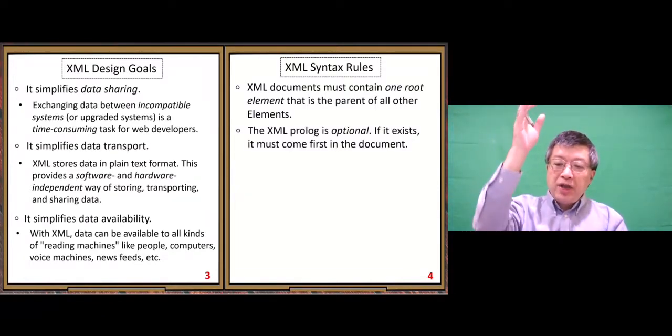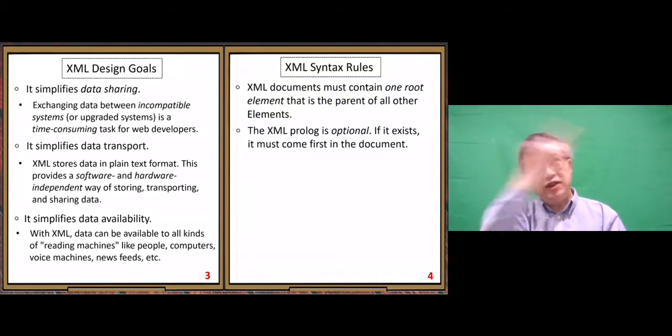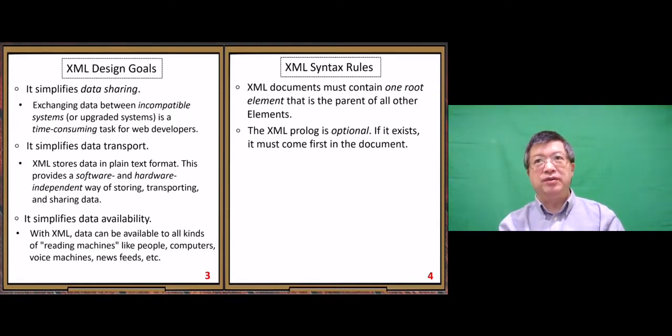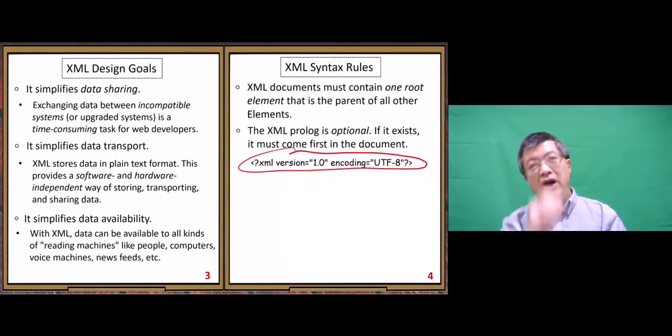And the XML prologue is optional. The prologue, the first line where you describe the version, is optional. If it exists, it must be the first line of the document, like this one. Most of the time when we look at XML content, we will see this line on top.